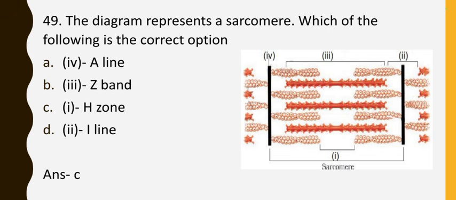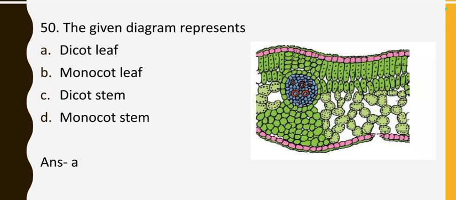The diagram represents a sarcomere, the functional unit of muscle. Which of the following is the correct option? The correct option is option C. The first labeling is the H zone. The given diagram is representing a dicot leaf.